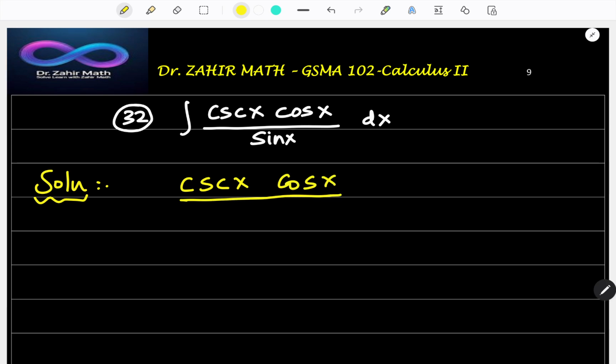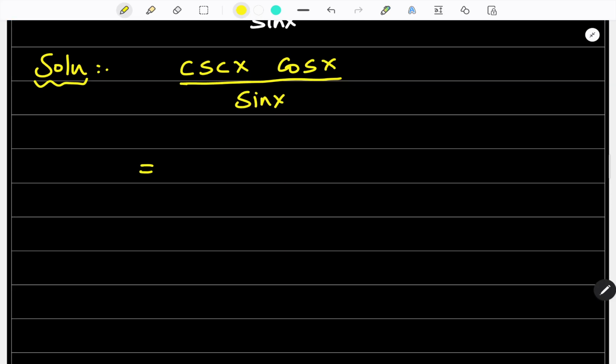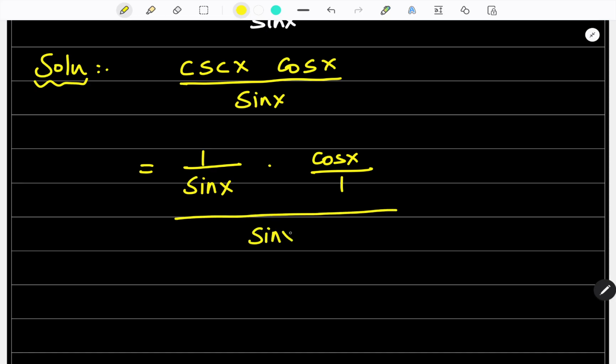Cosine x and sin x. What best can I do? So cosecant x, I'm going to write it as 1 over sin x. Cosine x, I'm not touching, I'm just keeping it as it is. And also I'm writing this as cosine x divided by 1. Okay, let me give an example now. Take another number: 3 over 1 and then 2 over 1.